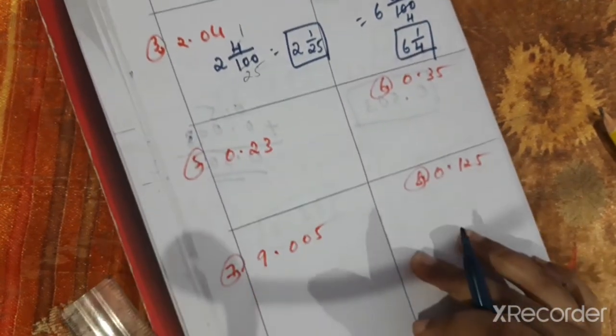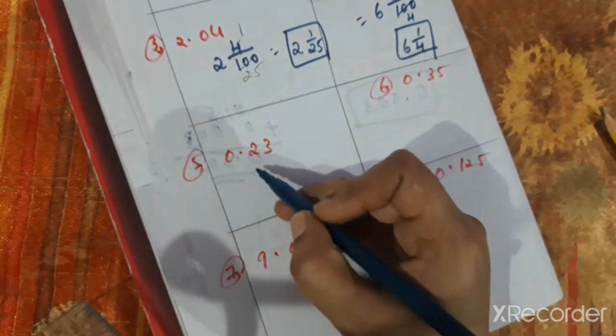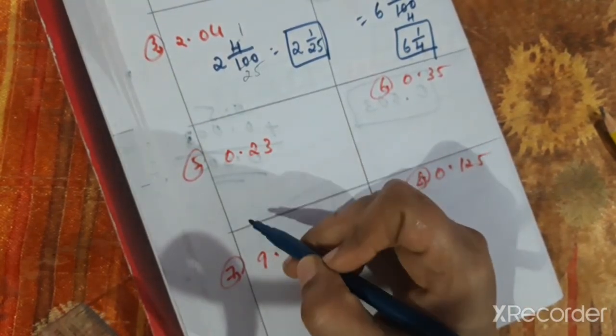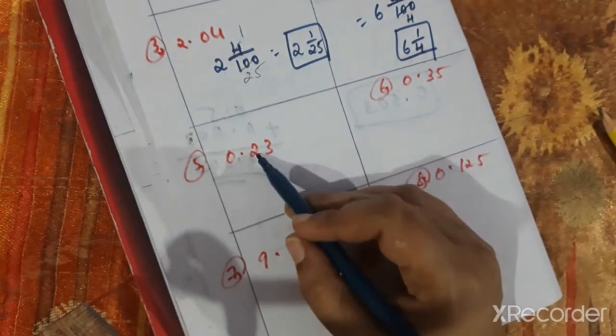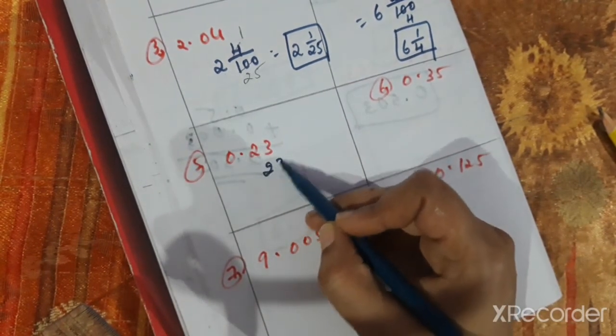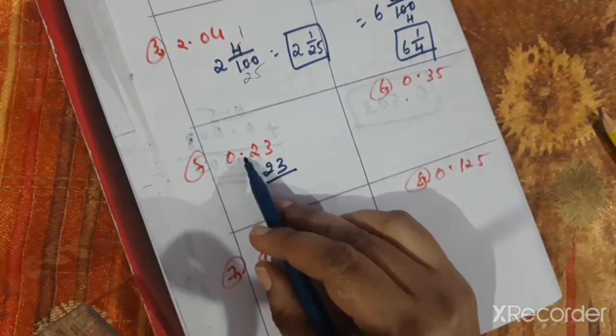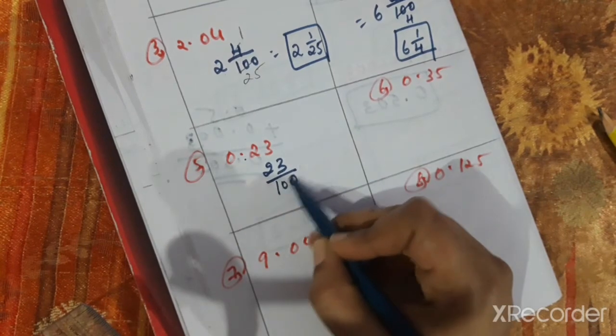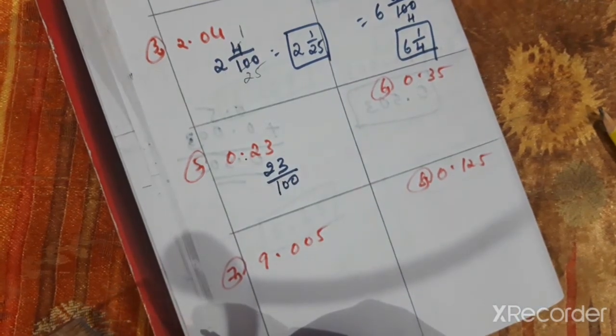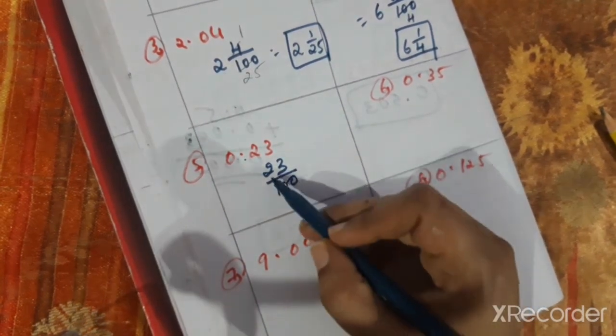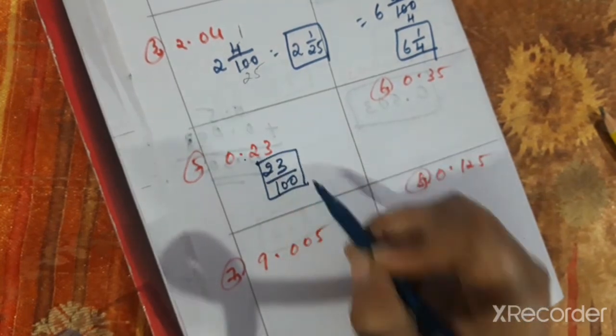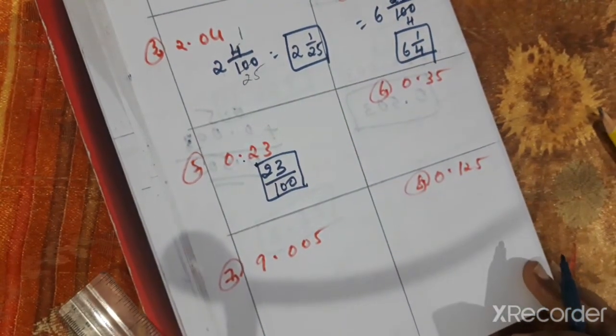Now next, 0.23. Here the whole number is not there, the outside is 0. Now we have to write the fraction part. So 23 becomes the numerator. After the decimal point 2 numbers means that is 100. 23 by 100, no common factor to reduce. The answer is 23 by 100 itself.